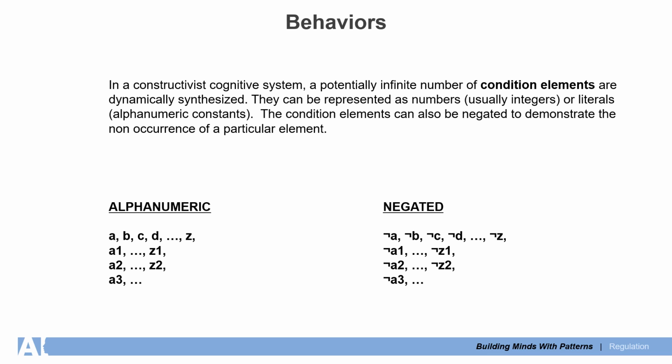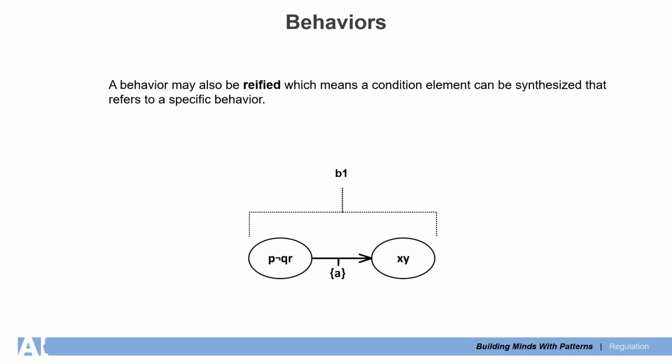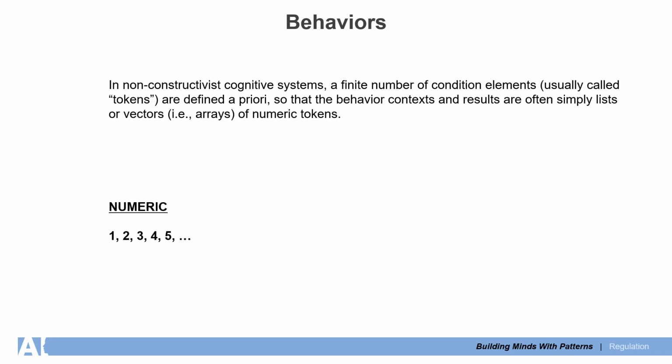In a constructivist cognitive system, a potentially infinite number of condition elements can be dynamically synthesized. They can be represented as numbers, usually integers, or literals, which are alphanumeric constants. The condition elements can also be negated to demonstrate the non-occurrence of a particular condition element. A behavior may also be reified, which means a condition element can be synthesized that refers to or represents a specific behavior. In non-constructivist cognitive systems, a finite number of condition elements, usually called tokens, are defined in advance, so that the behavior contexts and results are often simply lists of numbers or vectors of numbers or numeric tokens.